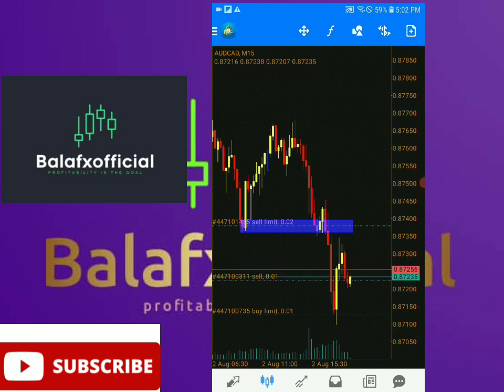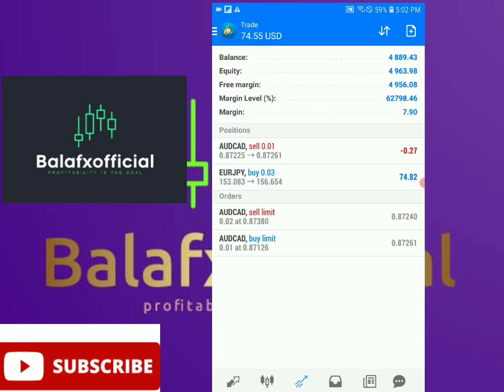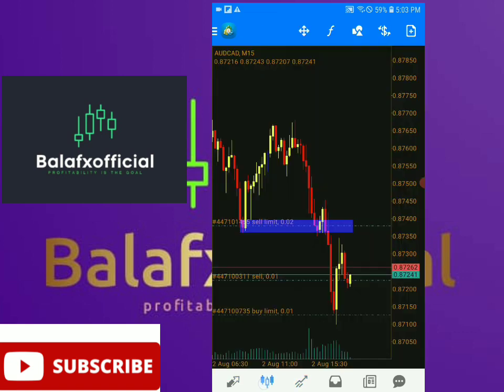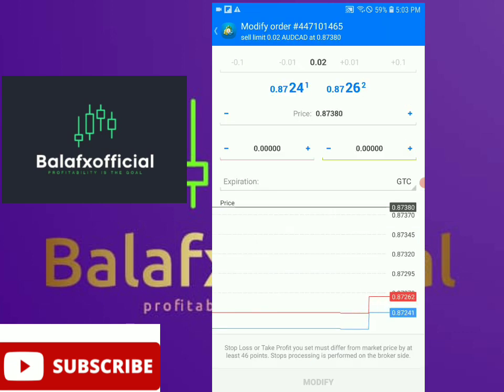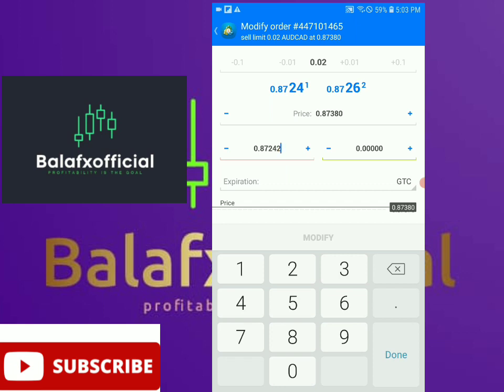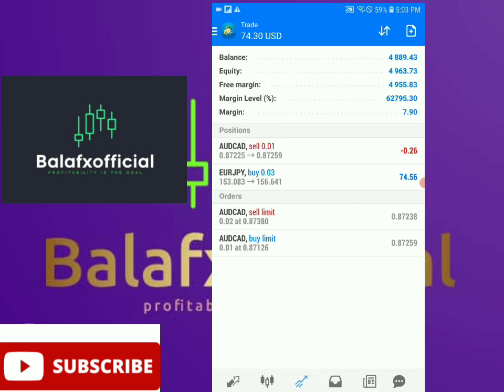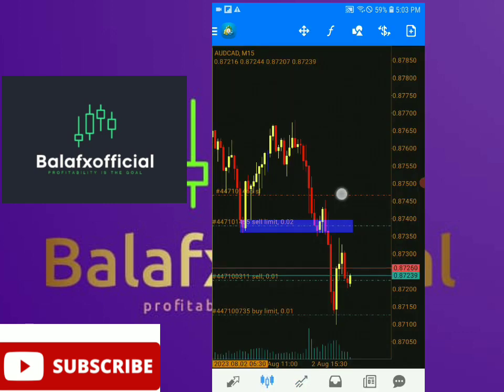I will go back to my execution, my trade management, this button below. Then I will reach sell limit, edit. Here is where I'll put my stop loss, that is the stop order, 0.87467. Then press enter. So you can see here is the stop order, the stop loss order. As you can see, it's SL.